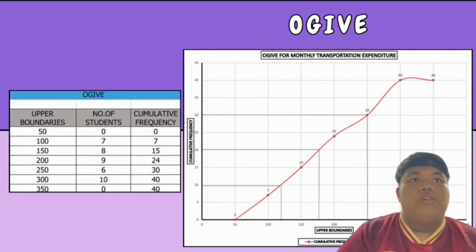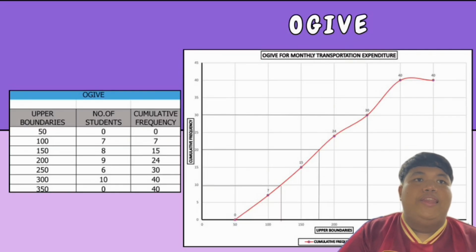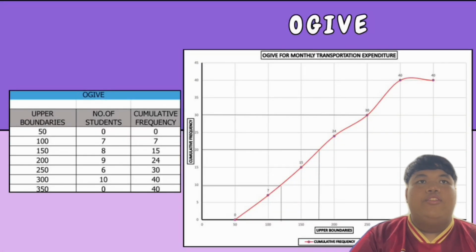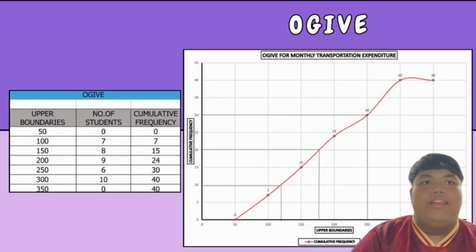This ogive displays cumulative frequency based on upper class boundary. We can see an increase in the graph, meaning most students spend below each level of expenditure. For example, 24 students spend 200 ringgit or less, and all 40 students spend 300 ringgit or less. This shows that most students fall within the mid-range of spending. Overall, this graph helps us clearly understand spending pattern among students and is useful in estimating values such as median, quartile, and the overall distribution of the data.